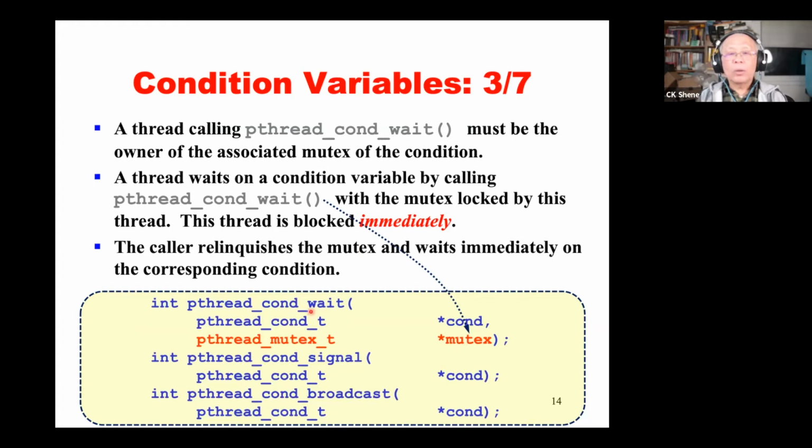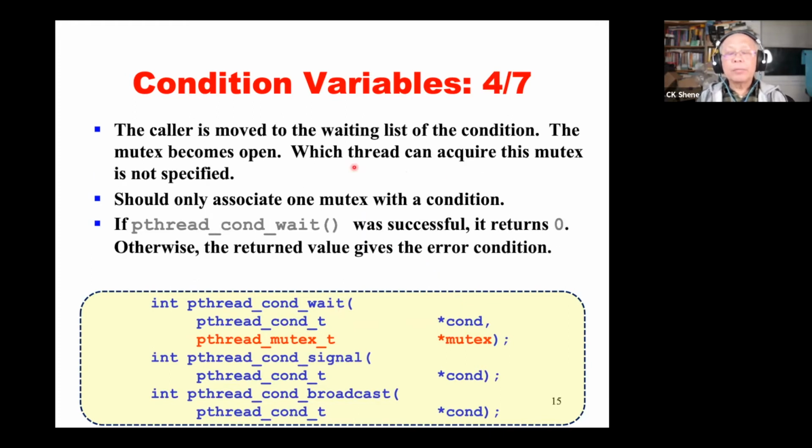Once the caller calls condition wait, just like in our theoretical monitor discussion, it waits immediately. The caller waits immediately, and the mutex it owns is taken away. So in other words, when the caller calls condition wait, it's blocked immediately, no matter what. And the mutex it owns is taken away, so the mutex becomes open. At the same time, the caller of this condition wait is put into the waiting list of the condition variable until later on, the caller will be removed from this waiting list. At this moment, the mutex becomes open.